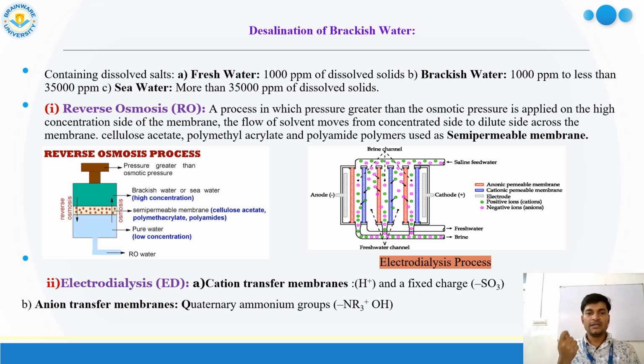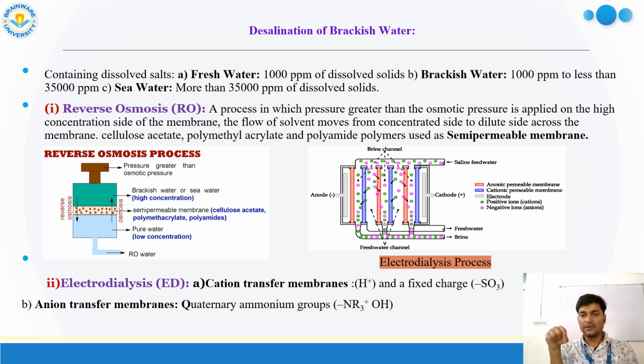One is reverse osmosis. Reverse osmosis is a process where we apply a pressure greater than the osmotic pressure at the high concentration side of the membrane. The solvent molecules flow from the concentrated side to the dilute side across the membrane. The membrane is a semi-permeable membrane, mainly made of polymethyl acrylate, cellulose acetate, or polyamide polymer, materials that allow only solvent molecules through. So the solvent molecules are separated out by using pressure greater than the osmotic pressure. This is reverse osmosis.